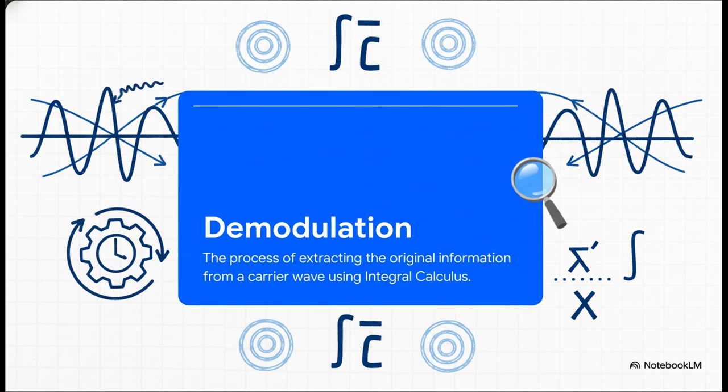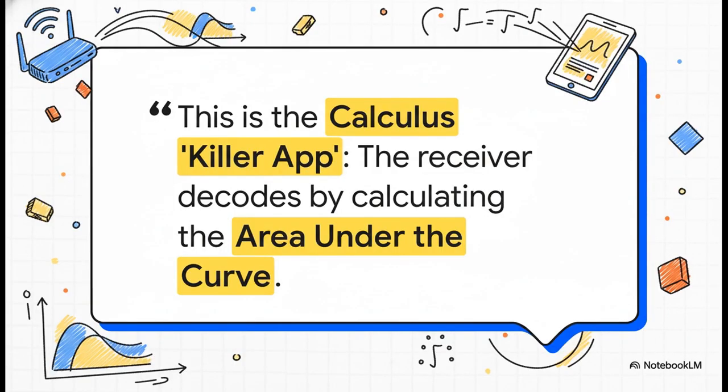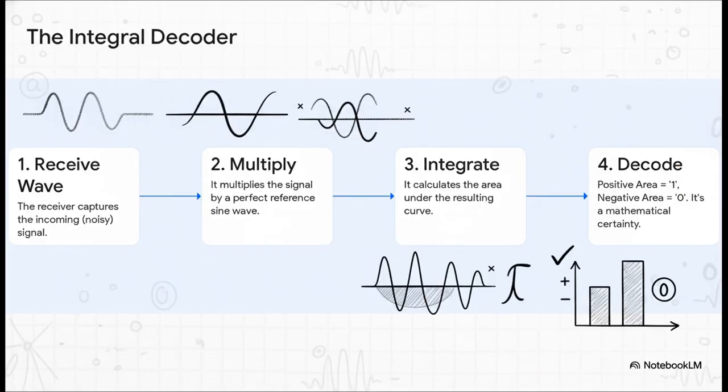And the tool for the job is the other side of the calculus coin. We use derivatives to spot the change. Now we're going to use integrals to read the message. And I'm telling you, this is the absolute killer app for integral calculus. You know all those problems in your textbook about finding the area under a curve? This is why they matter. This is it in the real world. Your Wi-Fi router is doing that calculation millions of times a second to decode messages. The process itself is just beautiful.